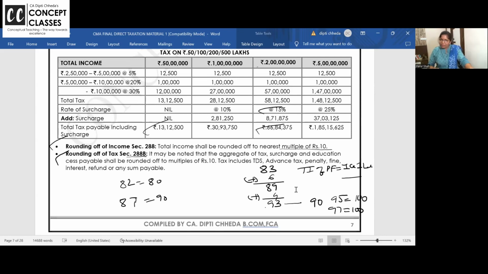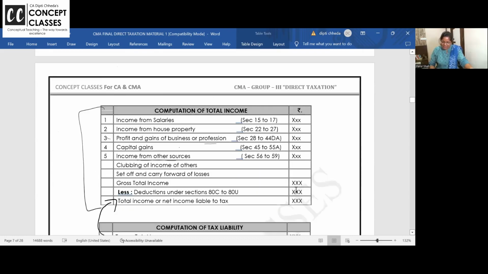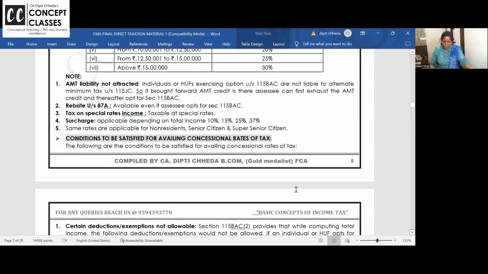Work out one problem and show me the answer. You can share it in the WhatsApp group also. I'll surely check it. Is the marginal relief concept clear to all of you or not?